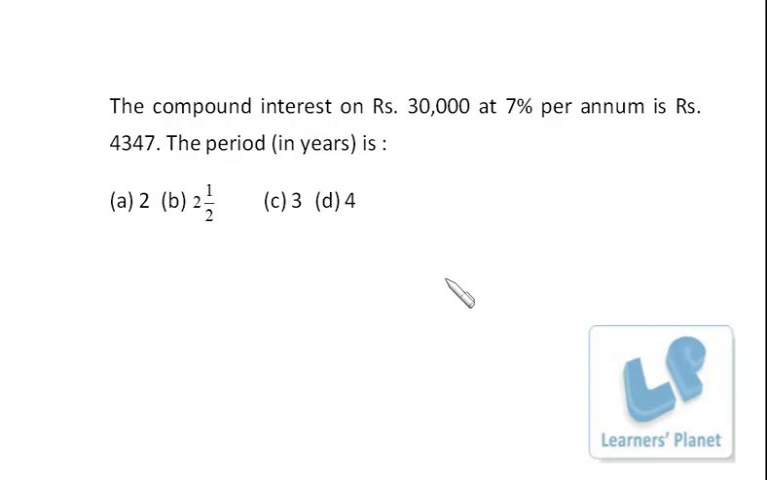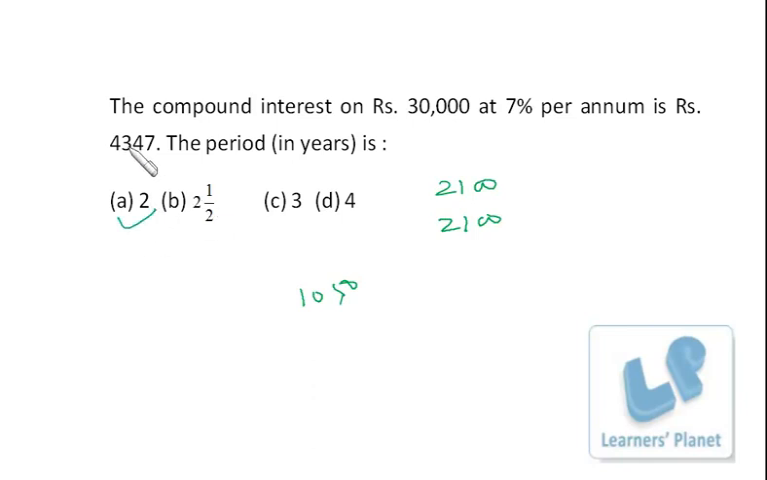In the same line, the compound interest on 30,000 at 7% per annum is rupees 4347. Find the period in years. For the first year, simple interest will be 2100. For the second year, it will be 2100. In all, after 2 years, it is 4200. We cannot go beyond that because we are restricted to 4347. If we take the third year or even half a year, then at least half of 2100 will be added. So it's 2 years.